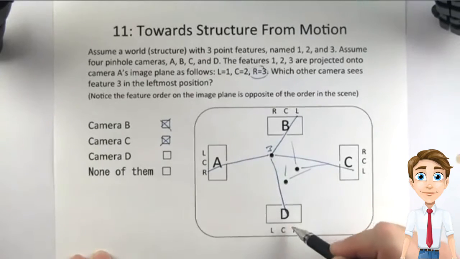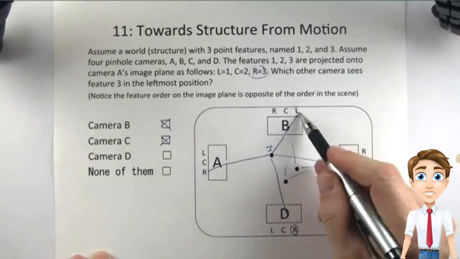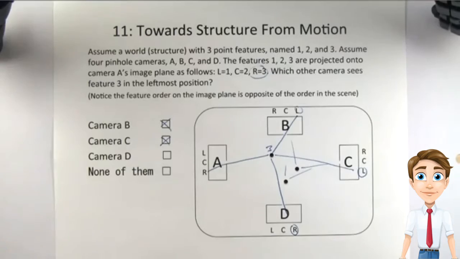It actually comes in right in camera D. So the answer is B and C, but not D.